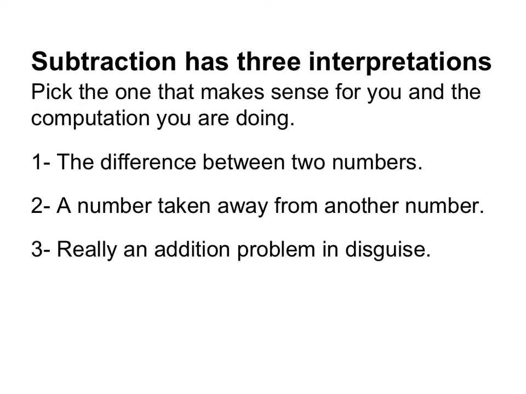So the first way, subtraction is the difference between two numbers. So I have one number, I have a second number. How far apart are they? Second interpretation, a number taken away from another number. So I have a certain amount of money in my pocket, I buy something, I give that money away, right? I take that money away from my original pile. And number three, any subtraction problem is actually an addition problem in disguise. We know a lot about addition already, so it actually turns out that most subtraction problems can be flipped into an addition problem, and we can just use what we know about addition.